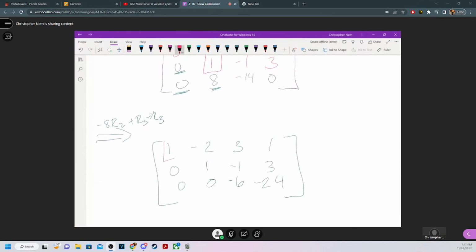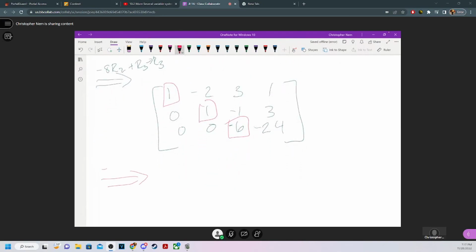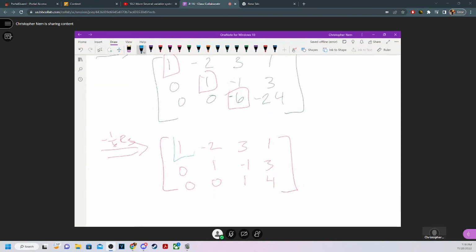So now if you look at our leading entries, boom, boom, boom. These all have to be a 1 now. They are to the right of each other, but I need them to be a 1. So the way I can deal with that is I can do -1/6 of row 3. Then I have 1, -2, 3, 1, 0, 1, -1, 3, 0, 0, 1, 4. So my leading entries are over here. They are all to the right of each other, going down, and they're all leading coefficients of 1. And I have no row of 0, so I don't even have to worry about that.